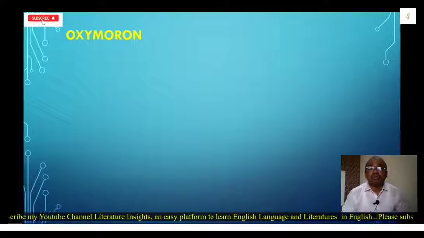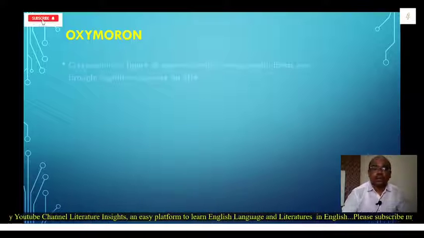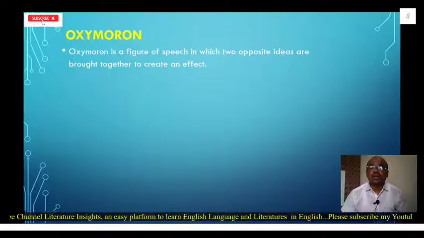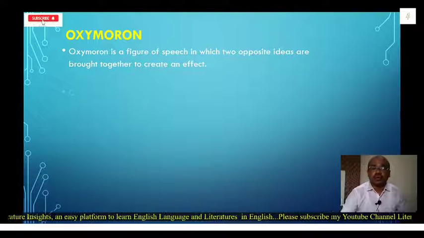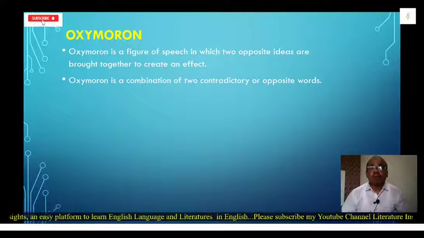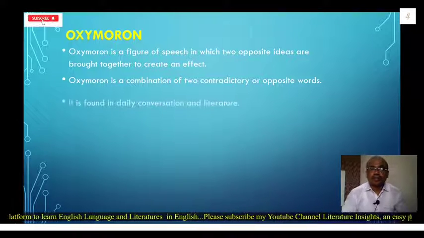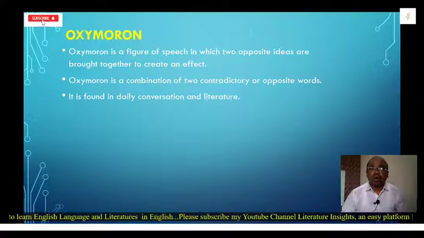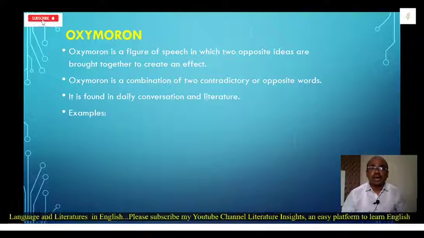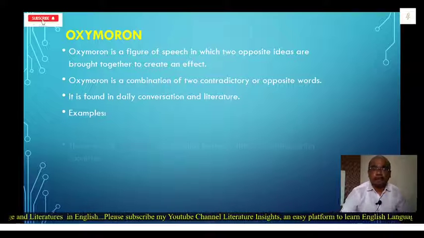Then another figure of speech, oxymoron. Oxymoron is a figure of speech in which two opposite ideas are brought together to create an effect. Oxymoron is a combination of two contradictory or opposite words. Oxymoron is found in our daily conversation and literature. So here are examples of oxymoron.